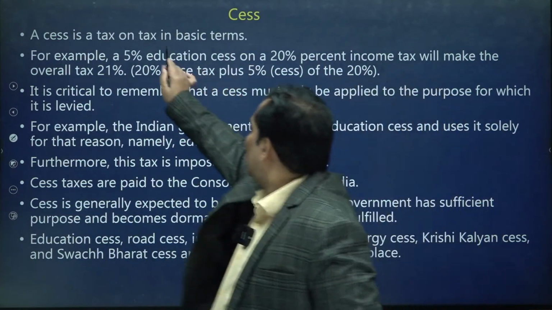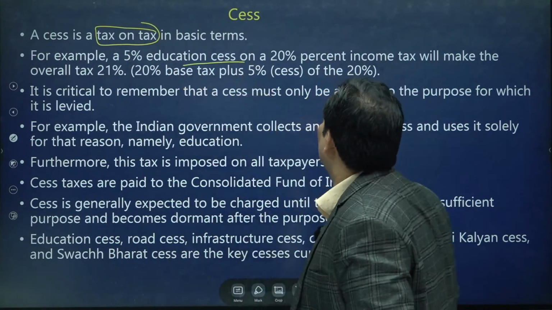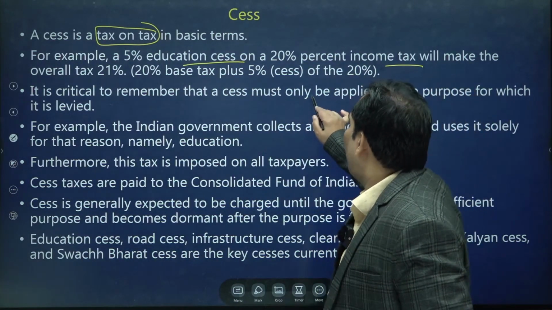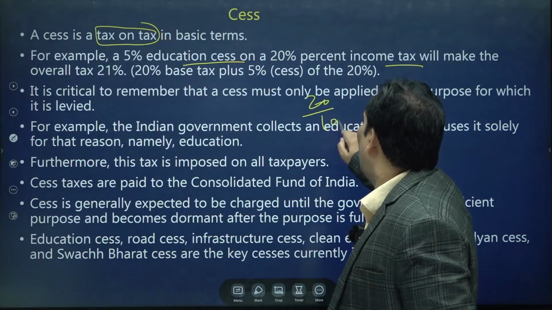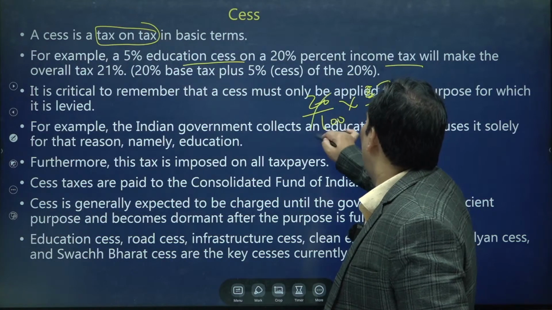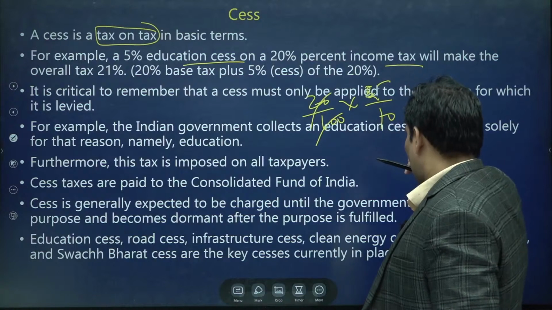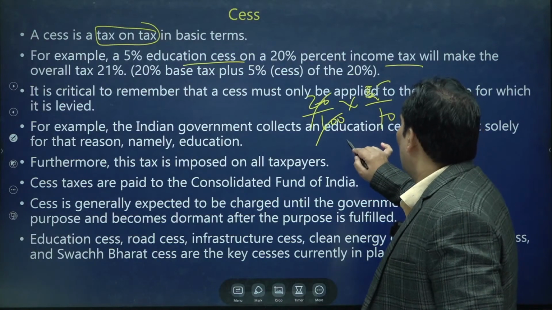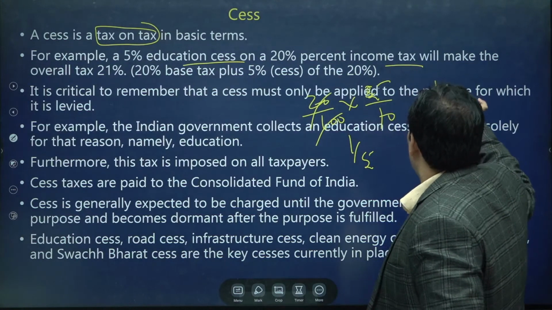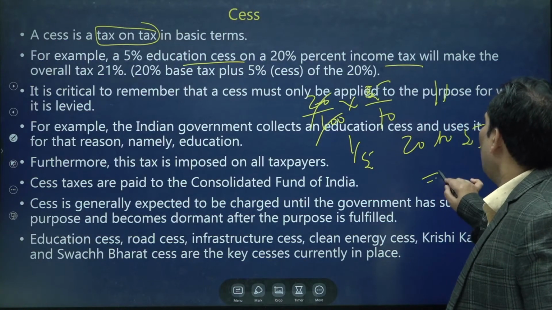So cess is tax on tax. As I said, for example, if there is a 5% education cess and 20% income tax, then it is going to be 5% of 20%, that is 20 upon 100 into 5 upon 100, so it is going to be 1 upon 100, that is 1%. 5% of 20% is going to be 1%.